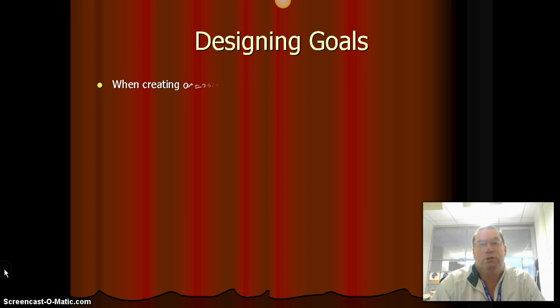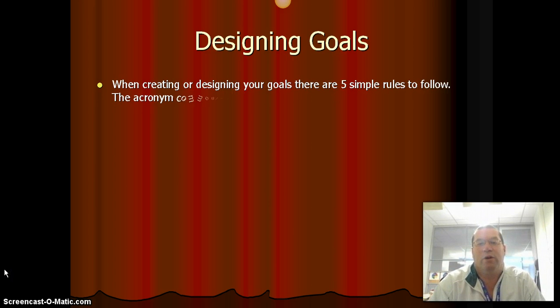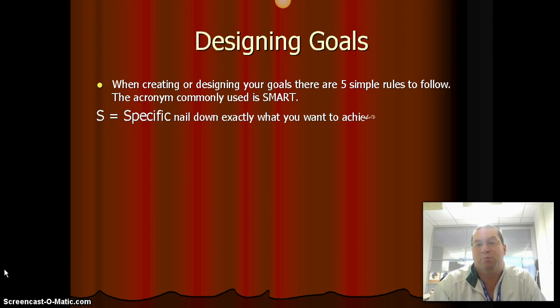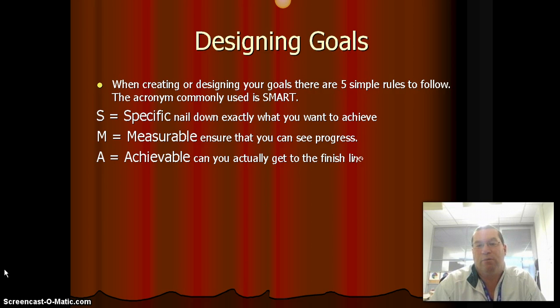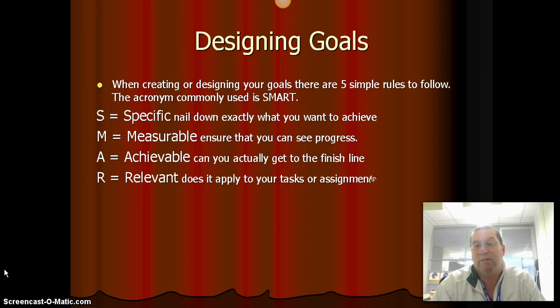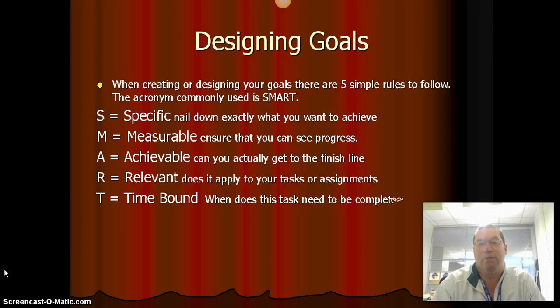Designing goals. When you're creating or designing your goals, there are 5 simple rules to follow. The acronym commonly used is SMART. And the S means specific, nail down exactly what you want to achieve. M meaning measurable, ensure that you can see your progress. A meaning achievable, can you actually get to the finish line? R meaning relevant, does it apply to your tasks or assignments? And T meaning time bound, when does this task need to be completed?